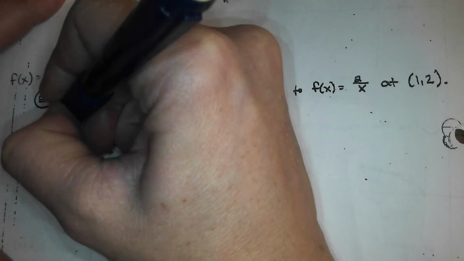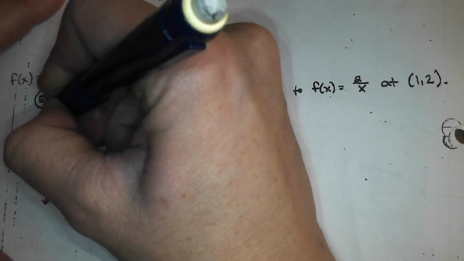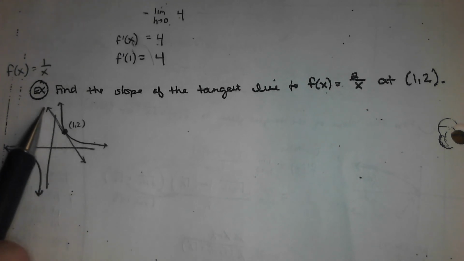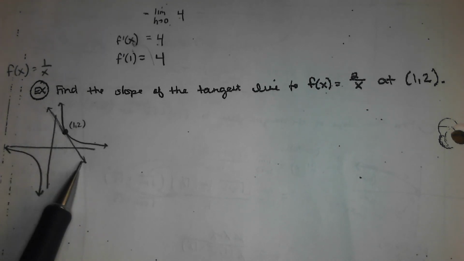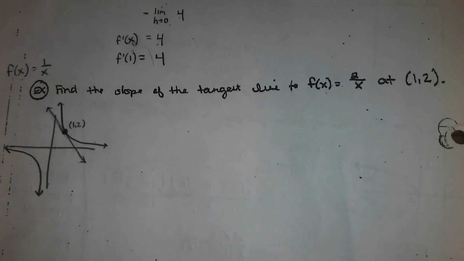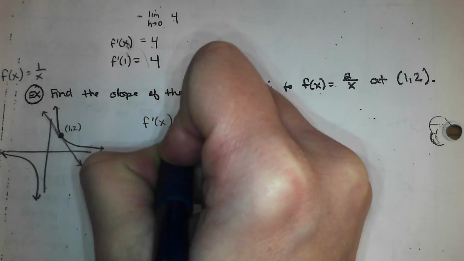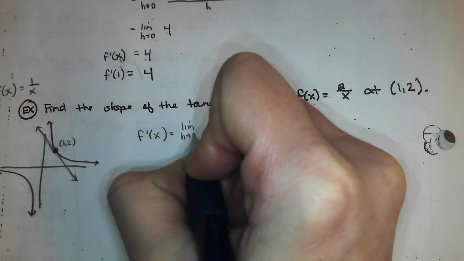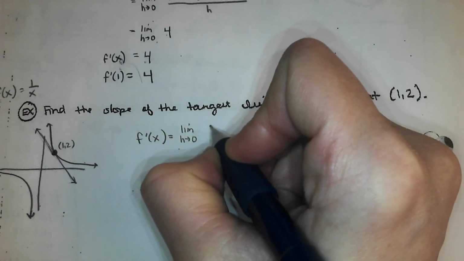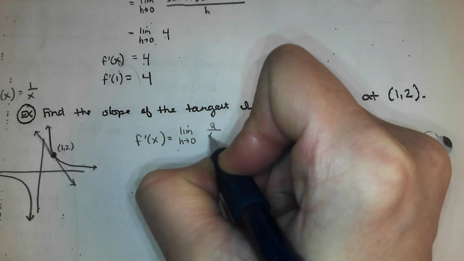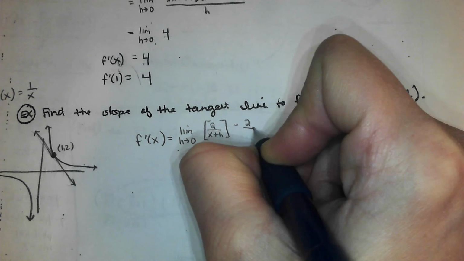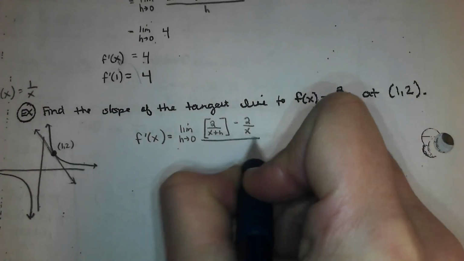And your tangent line would look like that. So we expect the answer to be negative or positive? We do expect the slope of that tangent line to be a negative slope, certainly. So let's find it. The derivative is the limit as h approaches 0 of f of x plus h, which will look like that, minus f of x, all over h.